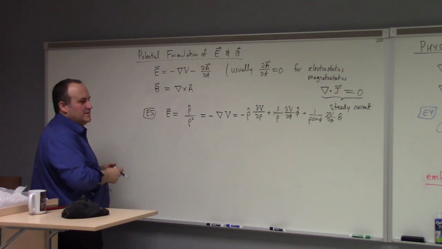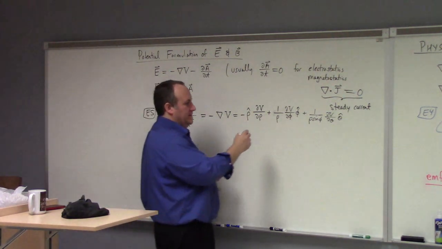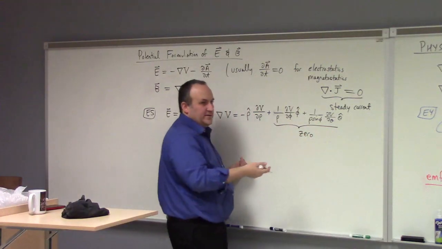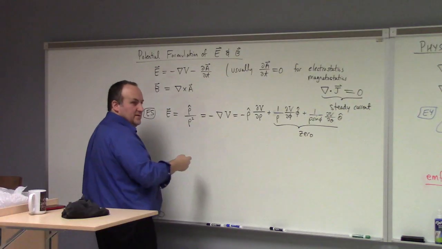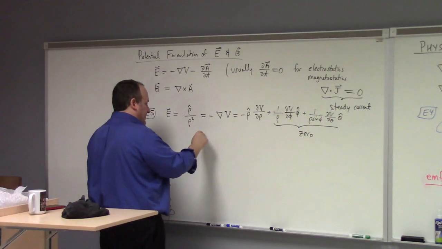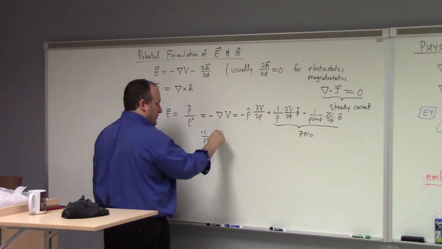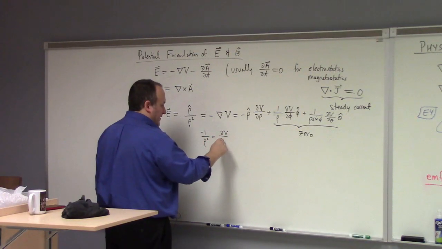I think that's it. The point is, these are 0, so you pretty much disregard those. To find the voltage with this formalism, all we have to do is solve minus 1 over rho squared equals partial v, partial rho, right? Can you guys do that?